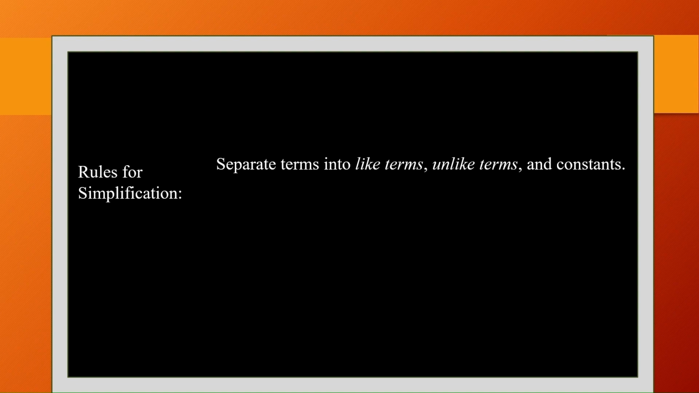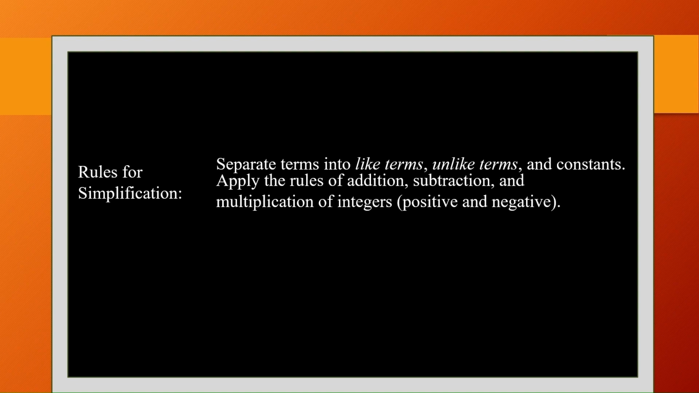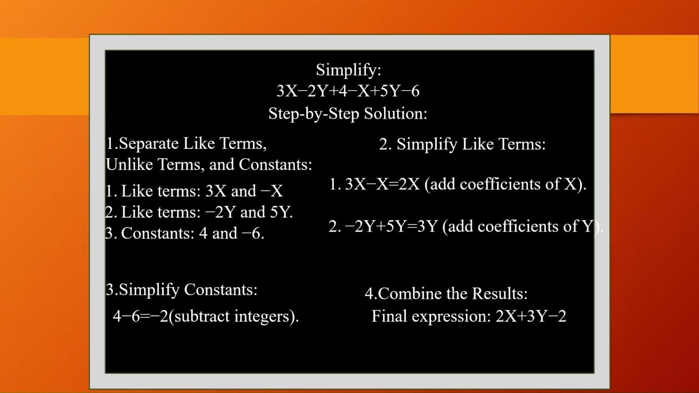And the rule of simplification is to apply all the rules of addition, subtraction and multiplication of integers, both positive and negative. After knowing the key concepts, I am sure you will be able to solve this simplification question. The step-by-step solution is given here. You have to separate like terms, simplify like terms, and then simplify constants, and you combine the results to get the final expression.